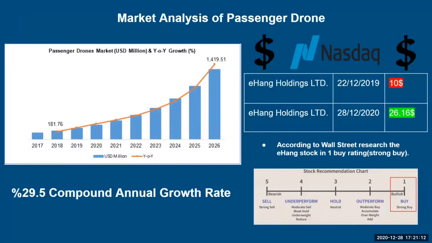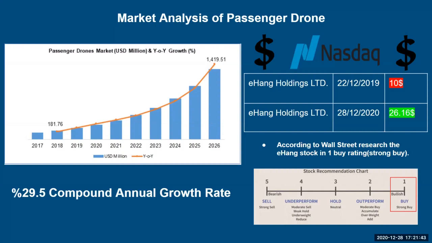Let's analyze the passenger drone market. The decline in drone cost and technological advancement are primarily driving the passenger drone market. The growing urban population and the increasing need to travel cheaper, faster, and cleaner have accelerated the market's growth. The increasing global demand for intelligent technologies that reduce emissions and provide higher energy efficiency will drive passenger drone market growth during the forecast period.